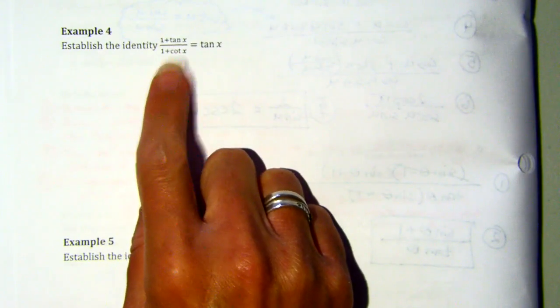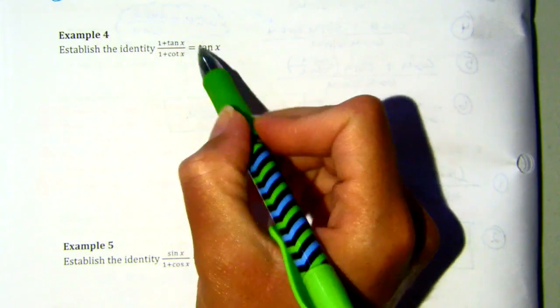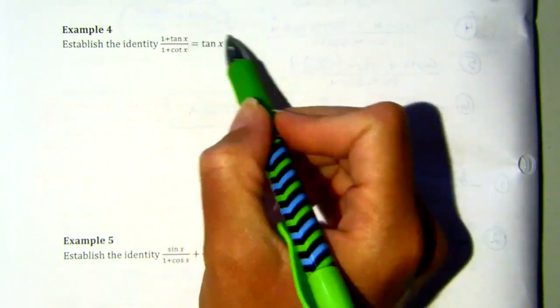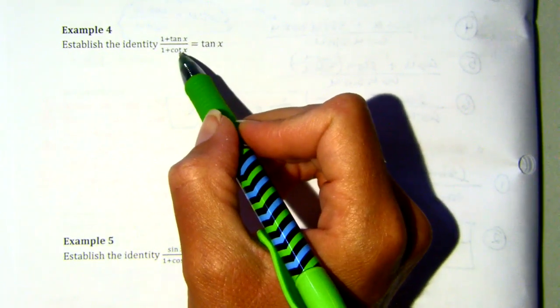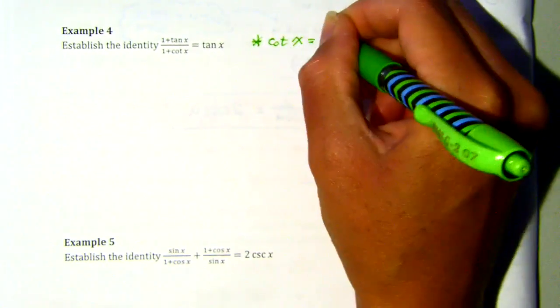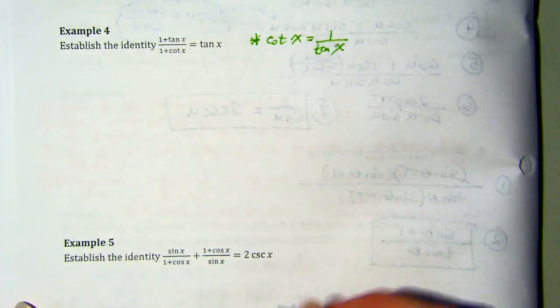Example number 4. The left-hand side is the more complex side, so that is going to be the side that we are going to start with. In the numerator and the denominator, let's see, the right-hand side has tangent. We have tangent and cotangent. Since I see lots of tangents and I'm trying to get to tangent, let's try to work towards getting everything in terms of tangent. We know that cotangent of x is equal to 1 over the tangent of x. So we're going to use that to help us.